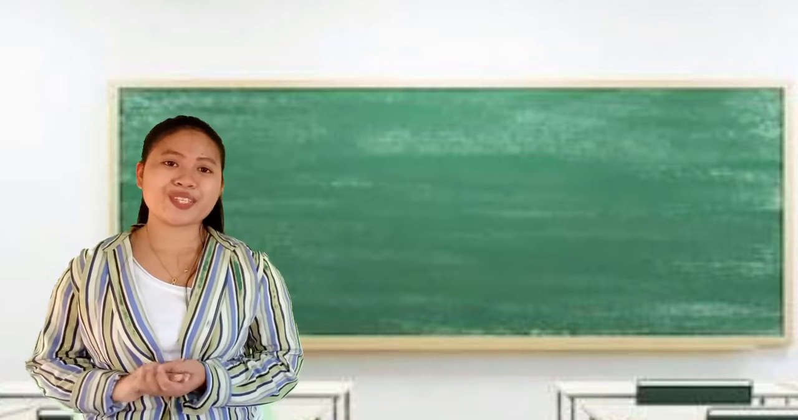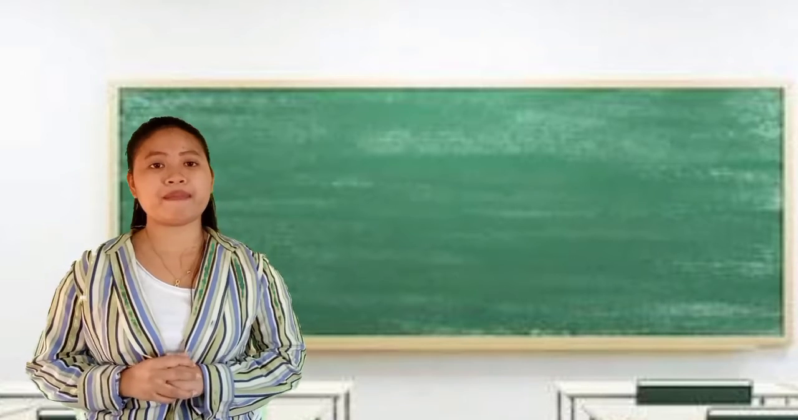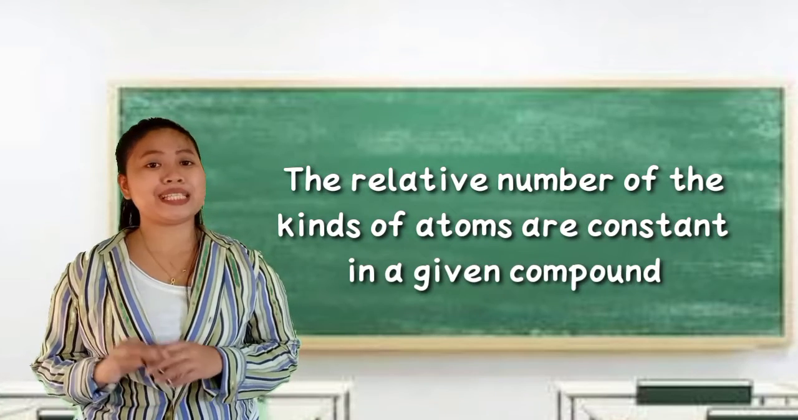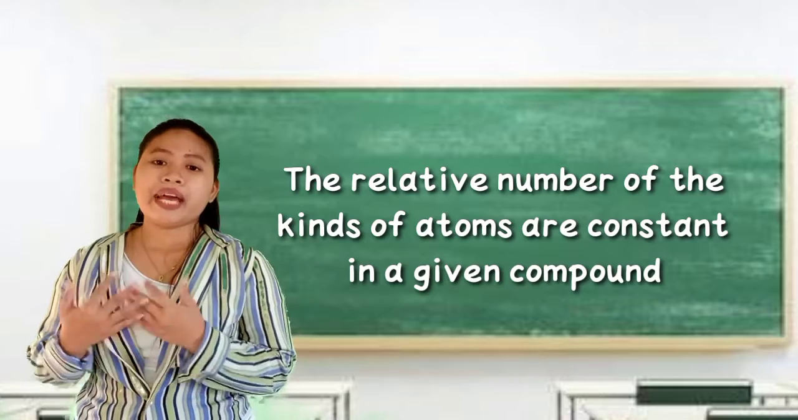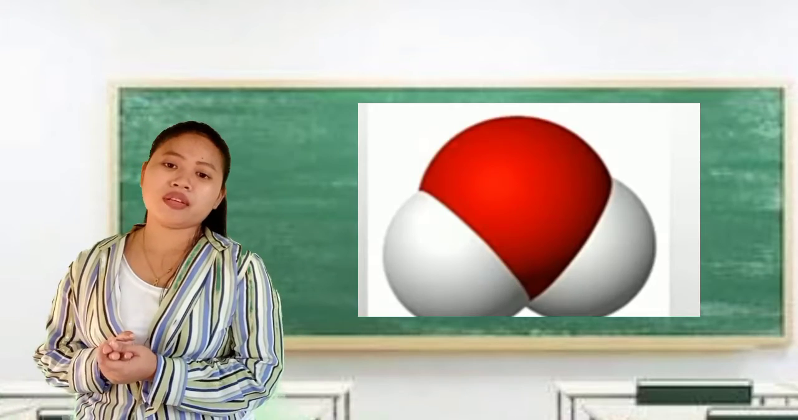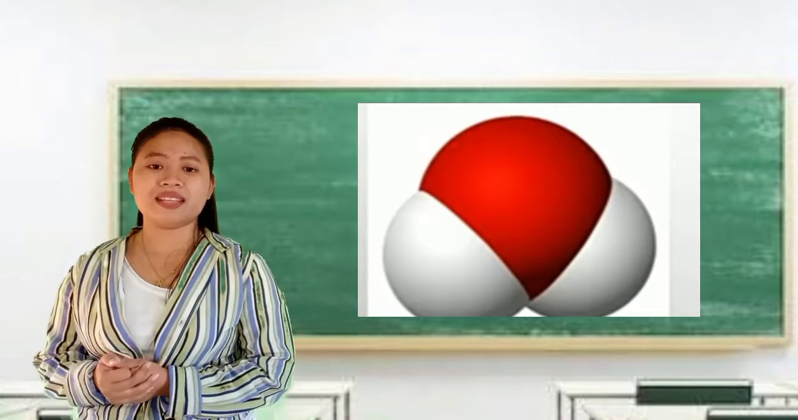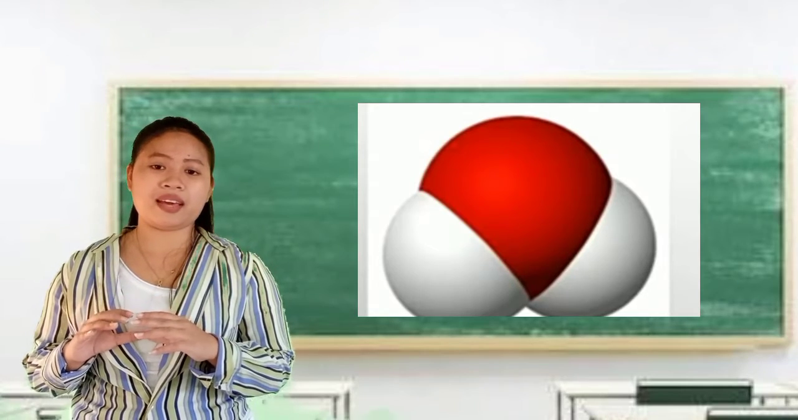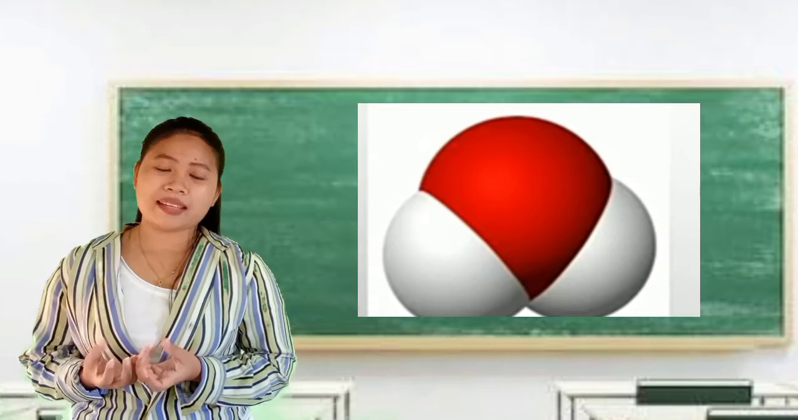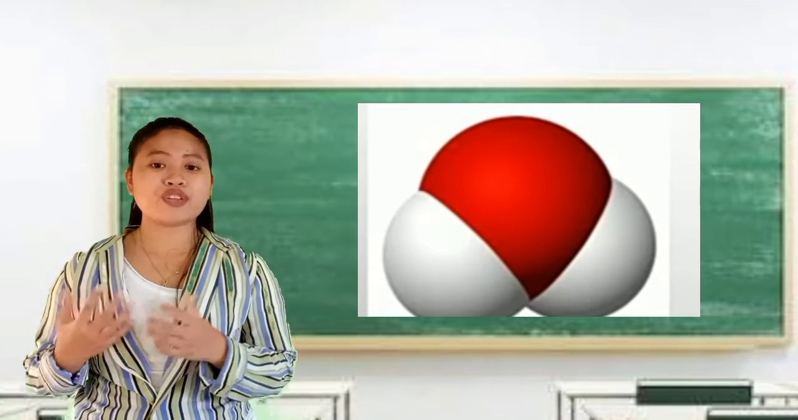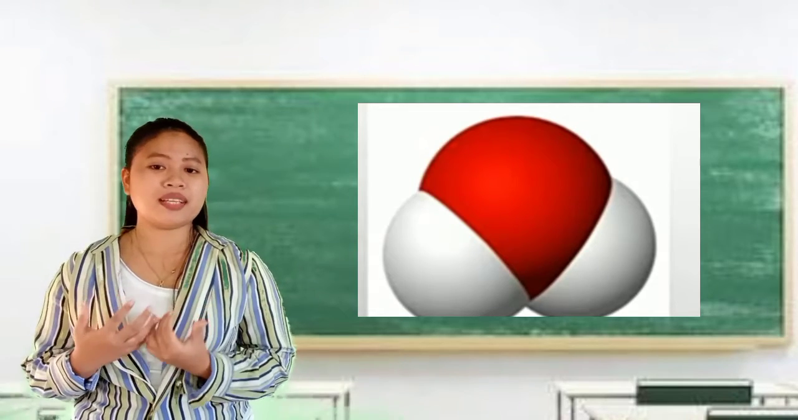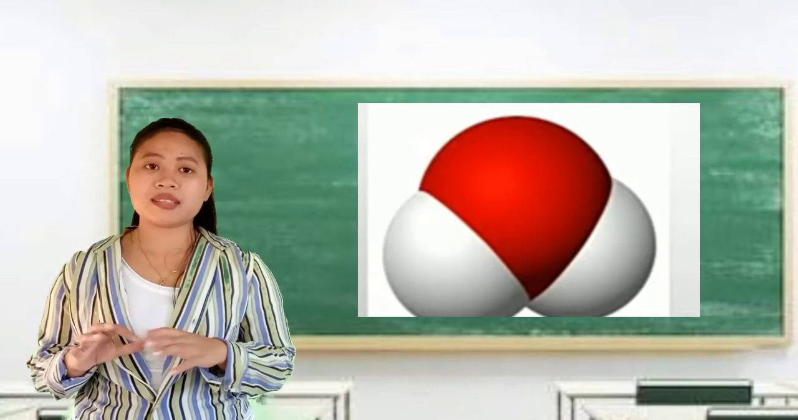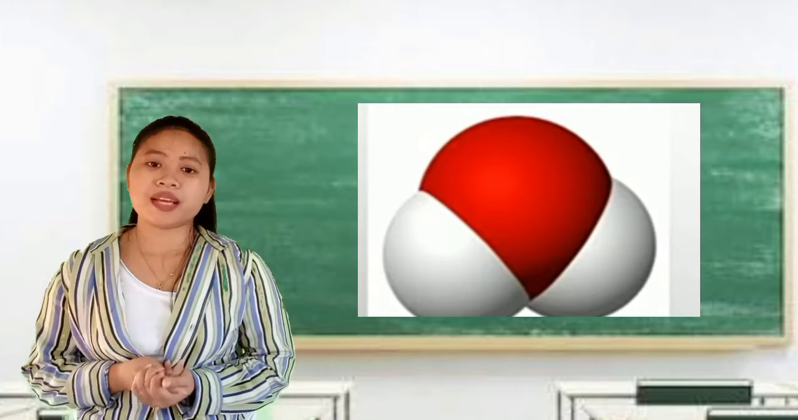Sixth postulate of Dalton's atomic theory: the relative number and kinds of atoms are constant in a given compound. In 1 unit of water molecule, there are 2 hydrogen and 1 oxygen. As you can see in this picture, the red atom is the oxygen and the white atoms represent the hydrogen. There are 2 hydrogen and 1 oxygen in a water molecule.